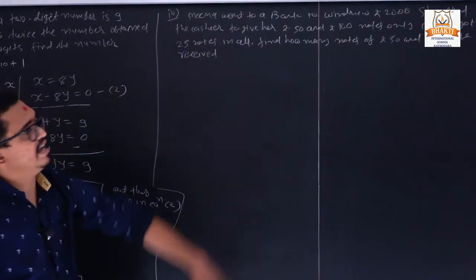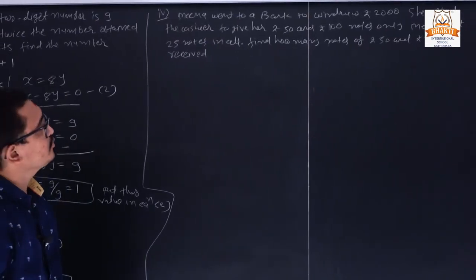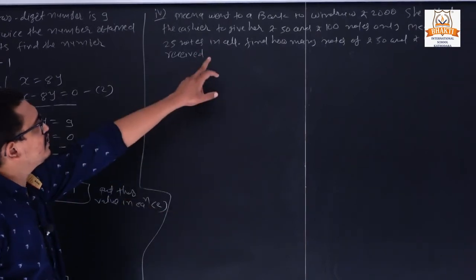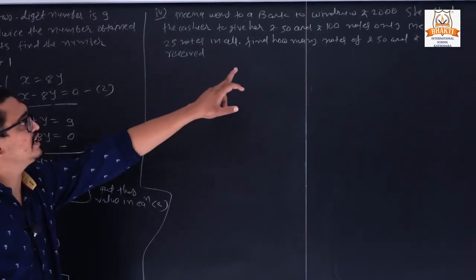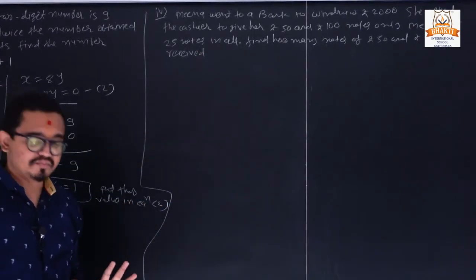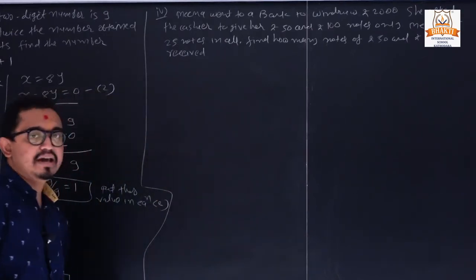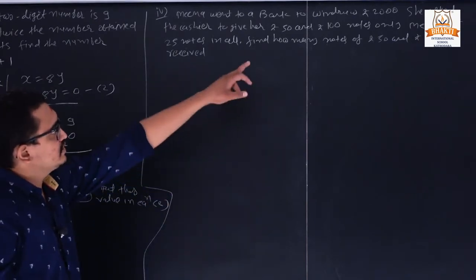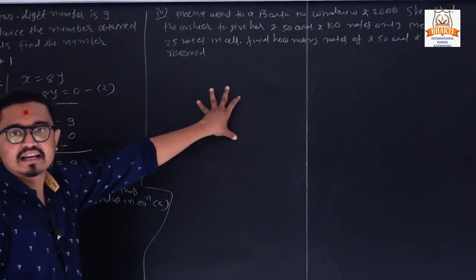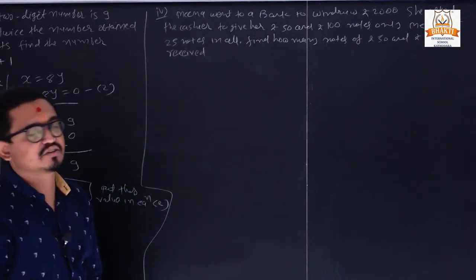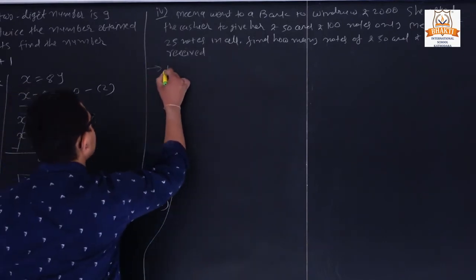Meena went to a bank to withdraw rupees 2000 and she asked the cashier to give her rupees 50 and rupees 100 notes only. So Meena wants to withdraw money from the bank. How many rupees? It is 2000 rupees, and she requires only either 50 rupees notes or 100 rupees notes. So we can start like that.